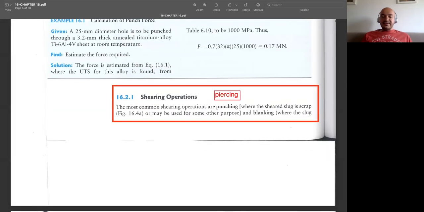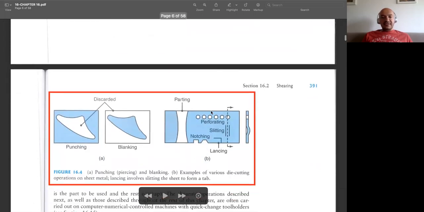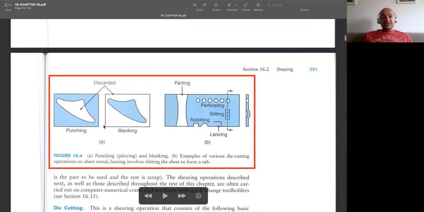Now let's have a look at some types of shearing operations. The main types are punching and blanking. In some textbooks, instead of punching, they may use the term piercing, but they are referring to the same idea. Let's have a look at this image here.